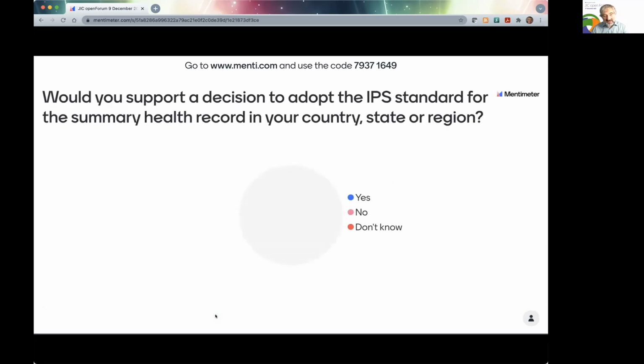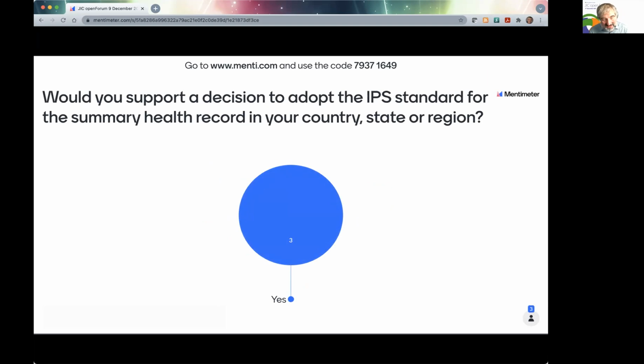Which should give us a bit of guidance on where we are and where we stand. We don't know, of course, if you are actual decision makers in your country or in your region, but the question is, would you support the adoption of IPS in your country, state or region if it comes to the development of a summary health record or to an update of a summary health record?